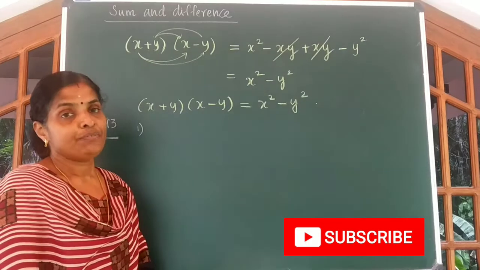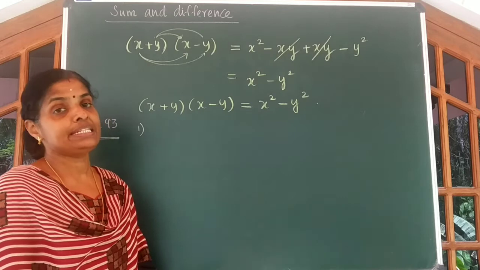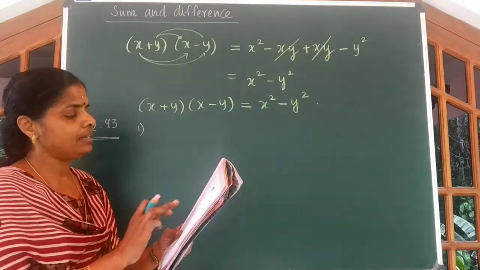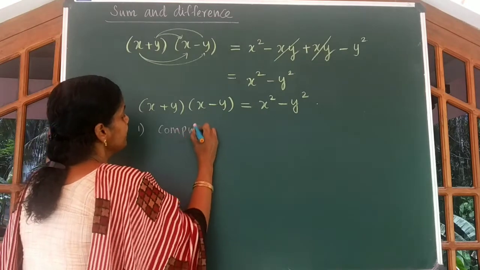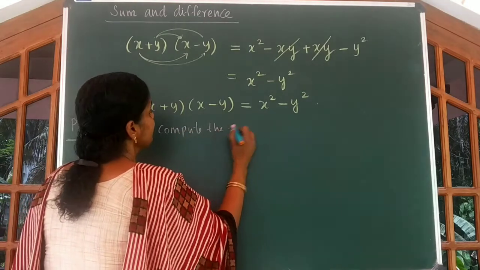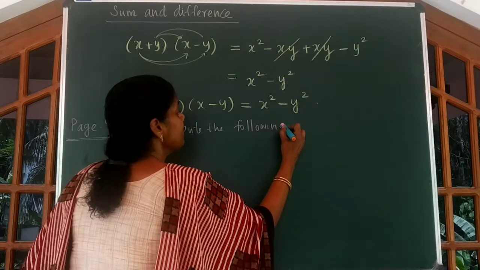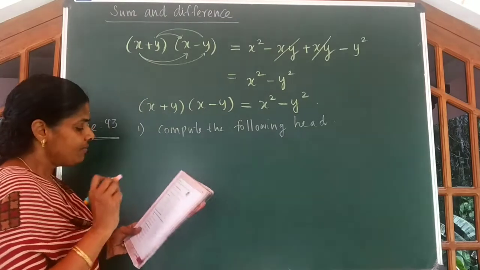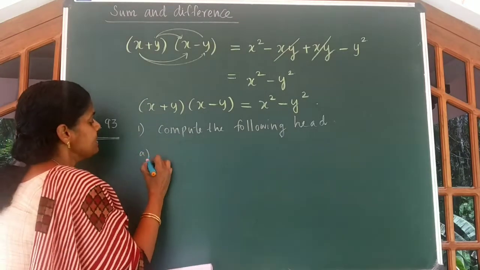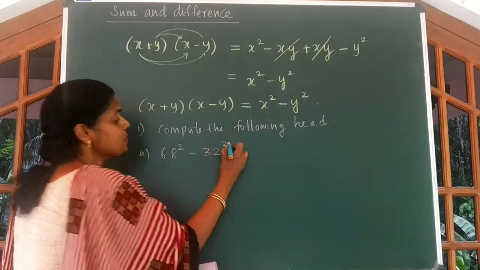Okay. Now we are going to discuss problems in page number 93. Look at the first question. Compute the following in head. First one, 68 square minus 32 square.